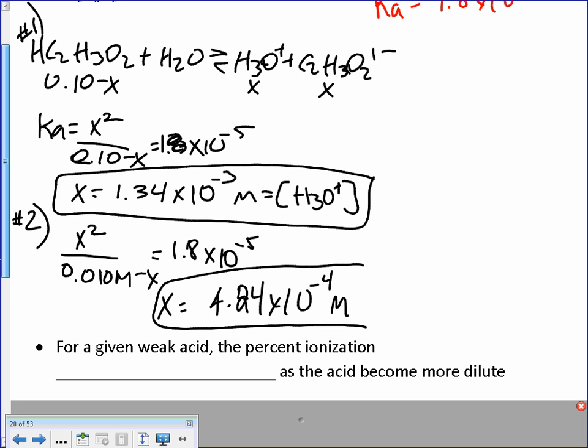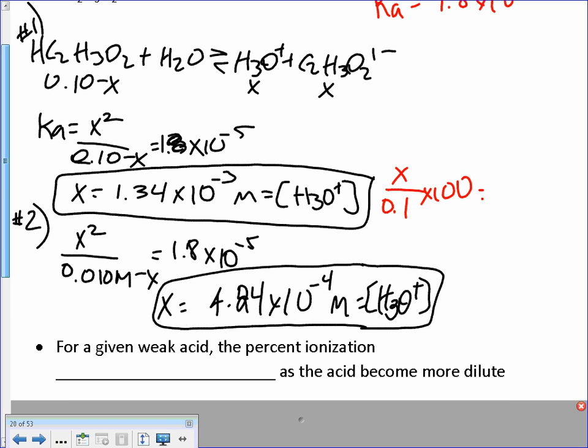Okay, I want everybody to also calculate their percent ionization, setting it up just like we did for evaluating the 5% rule. Group 1, what's your percent ionization? You just did X over 0.1 times 100, and got 1.34% ionization. Is that indicative of a weak acid? Totally, right? That's 1% ionization versus 100% ionization.